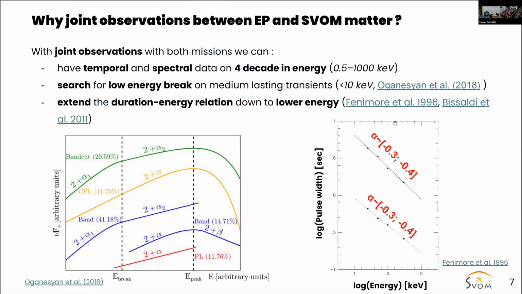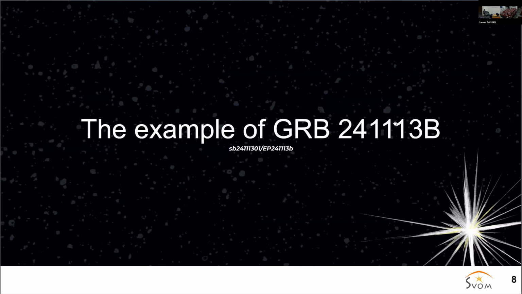Basically, for gamma ray bursts, you expect that they follow more or less this duration versus energy relation. It tells you that the width of the pulse, with respect to the energy, should have an exponent around minus 0.3 to 0.5. This is what has been found in BATSE. It has also been found at higher energy with GBM by Bissaldi et al. 2011. So this is what we wanted to test.